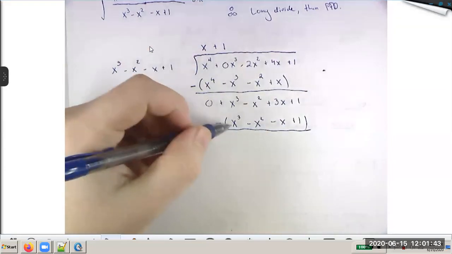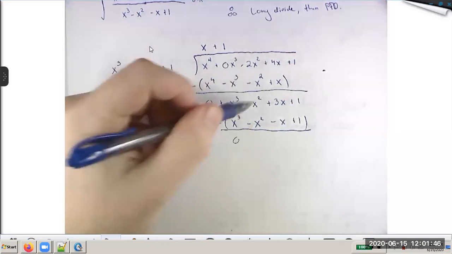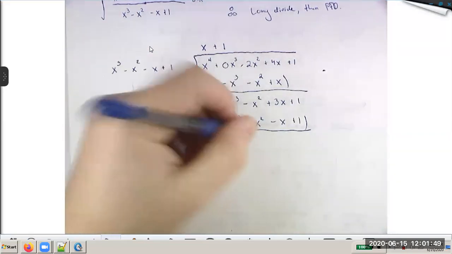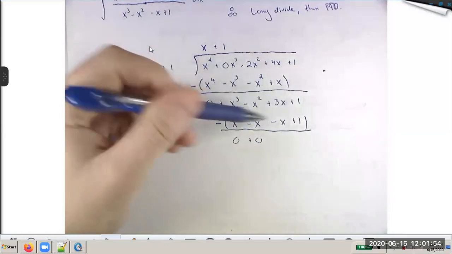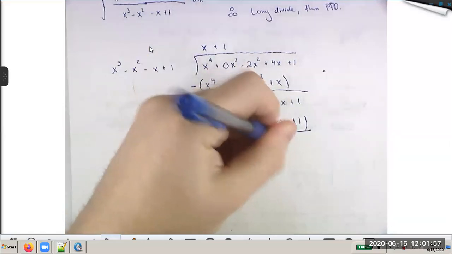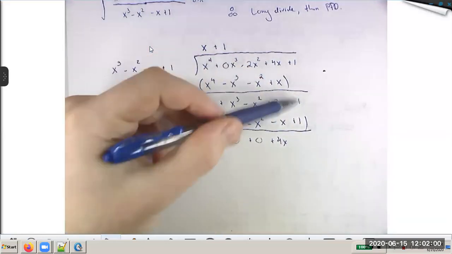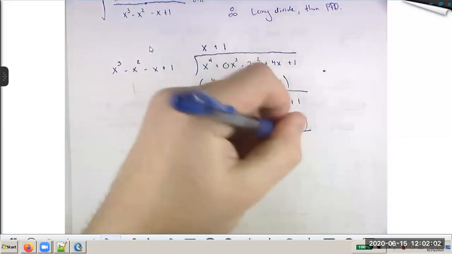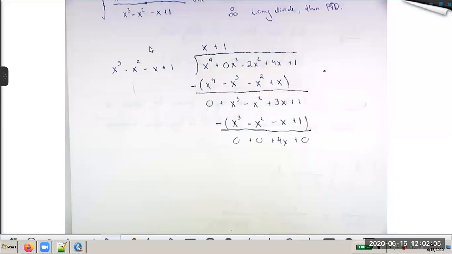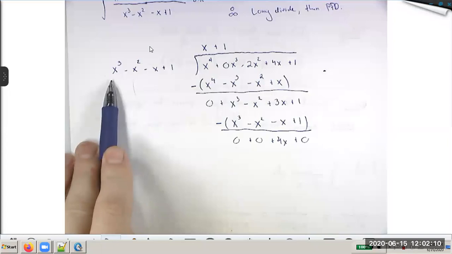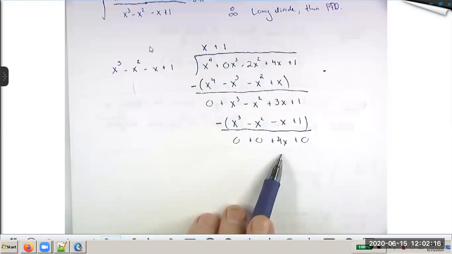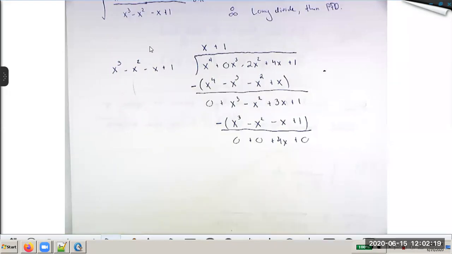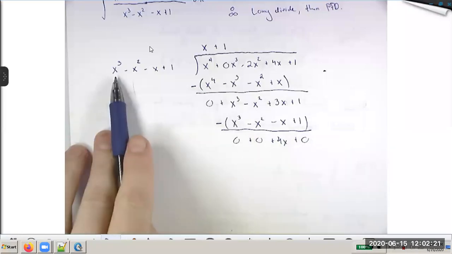X cubed minus x cubed is 0. Negative x squared minus negative x squared, that's also 0. 3x minus negative x, that's 4x. And 1 minus 1 is 0. And now that the degree of this is strictly less than the degree of this, I stop my algorithm. There is no polynomial I can multiply x cubed by in order to get 4x. So I stop. Once this power is smaller than this power, stop.